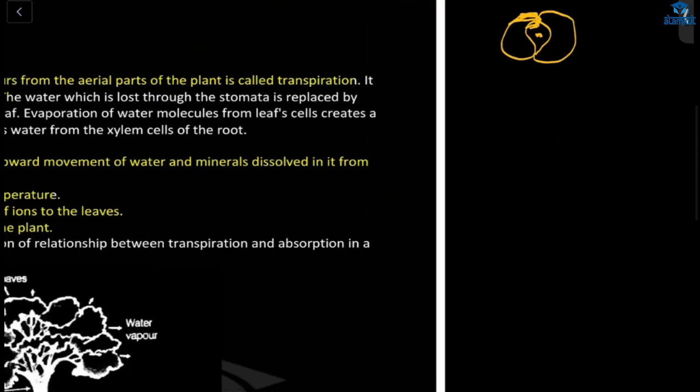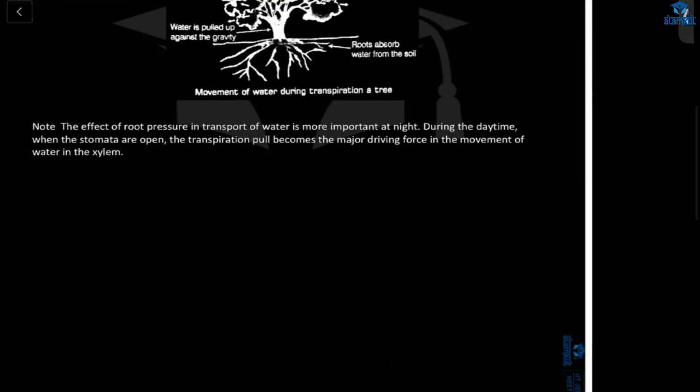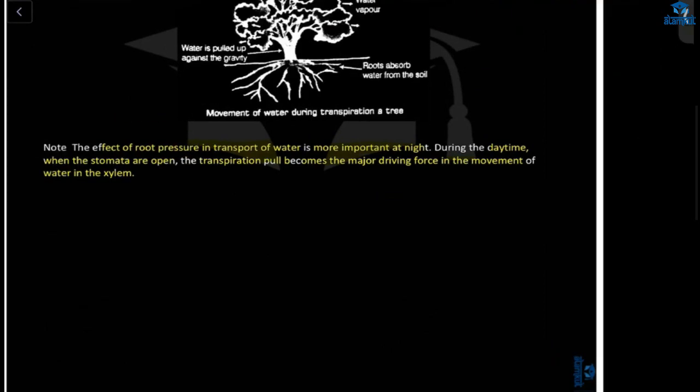Stomatal pore. One more thing, the effect of root pressure in transport of water is more important at night. During daytime, when the stomata are open, the transpiration pull becomes the major driving force in movement of water in xylem. During day, transpiration is used for the movement of water, and during night, root pressure is used, that is diffusion. Both the things are happening, but mostly in the daytime, stomata are used, that is transpiration is used.